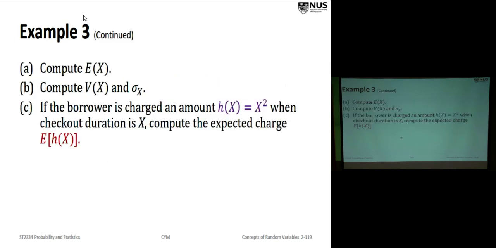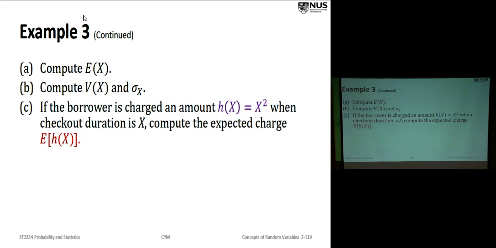So we're asked the following. Compute the expectation of x, compute the variance of x, and the standard deviation. Well, once you have the variance, the standard deviation is simple. Sigma x is defined to be the square root of the variance of x, by the way. If the borrower is charged an amount h of x equals x squared, when the checkout duration is x, compute the expected charge. Okay, so we'll worry about that later.